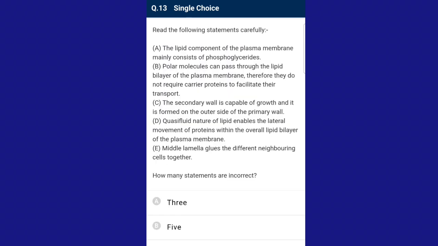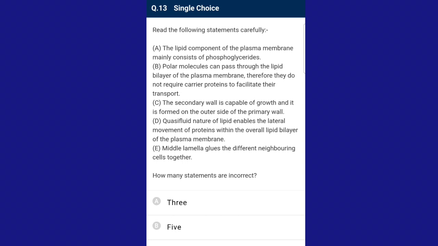Question number 13. Read the following statements carefully. Here there are 4 statements given. From that, how many statements are incorrect? See the statements one by one. Lipid component of the plasma membrane mainly consists of phospholipids and cholesterol. The cell wall of young plant cell: the primary wall is capable of growth which gradually diminishes as the cell matures, and the secondary wall formed on the inner towards membrane side of the cell.